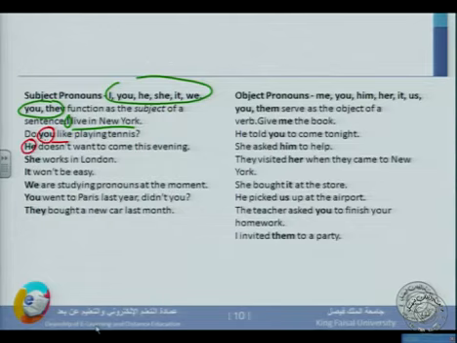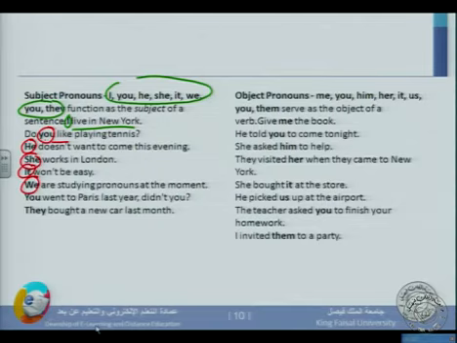He also came at the beginning of the sentence. He doesn't want, لا يريد. She works in London. She is the subject, is the verb, and works is the verb. It won't be easy. It is the subject, won't is the verb.